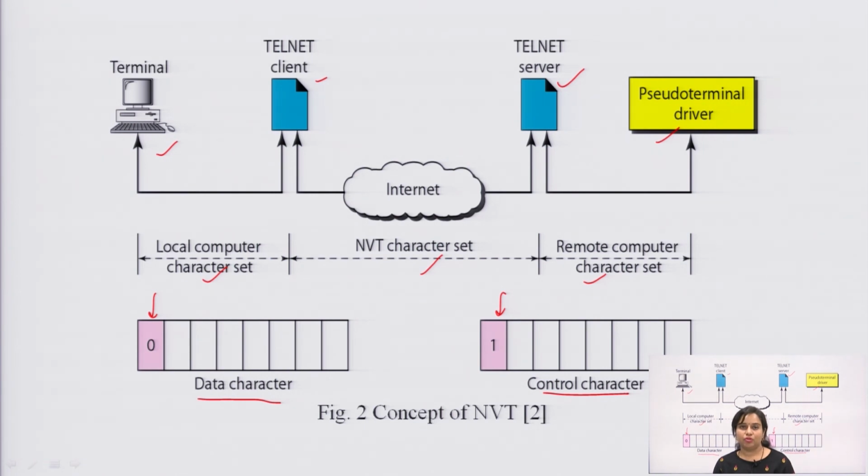Next, we discussed the concept of NVT, where data characters and control characters are used. In the case of the data character, when the header begins with 0, then the data character will be used, and when the header begins with 1, then the control character will be used. So, that is the local computer character set, this is the remote computer character set, and this is the concept of the NVT character set through which the internet is connected.